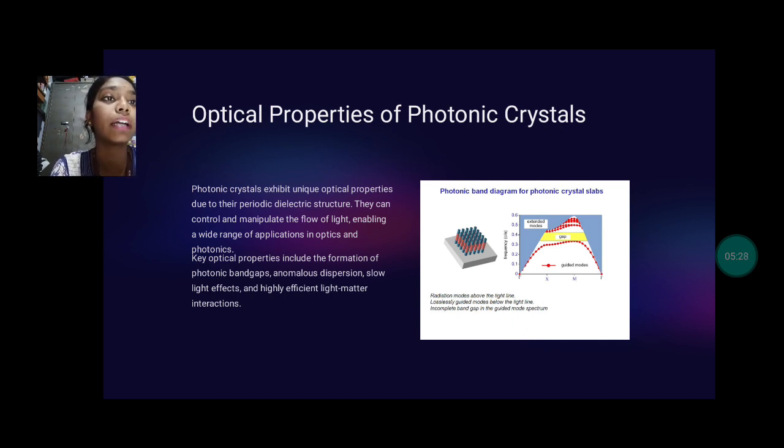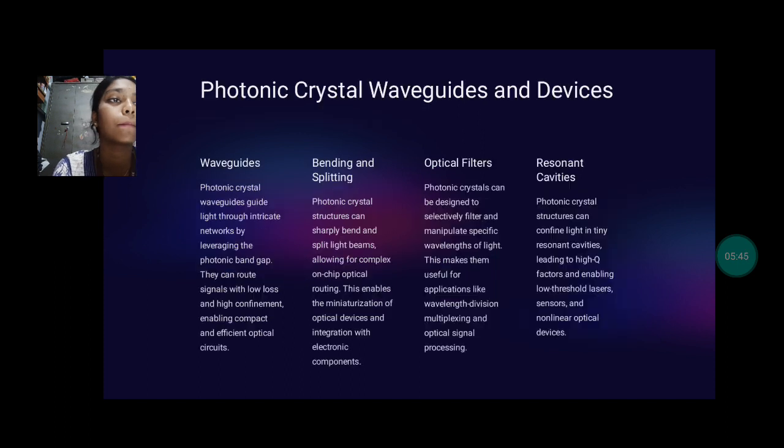In the photonic band diagram for photonic crystal slabs: radiation modes above the light line, losslessly guided modes below the light line, and an incomplete band gap in the guided mode spectrum. Photonic crystals, waveguides and devices. Waveguides, bending and splitting, optical filters, resonant cavities.